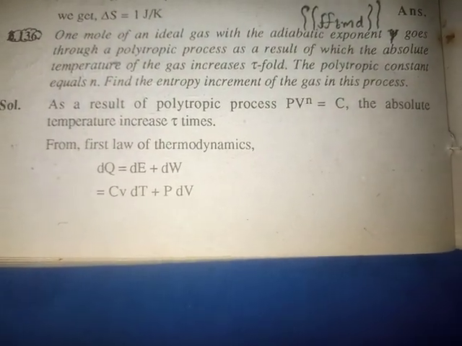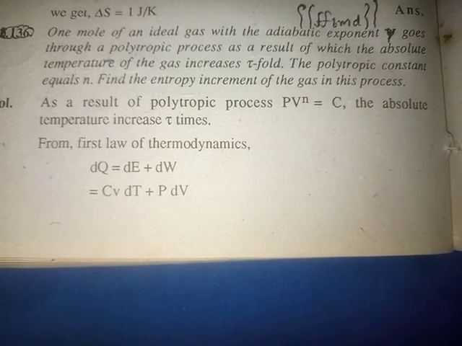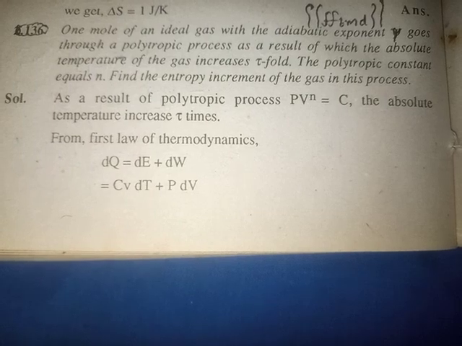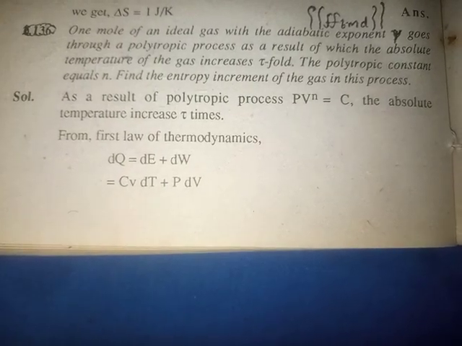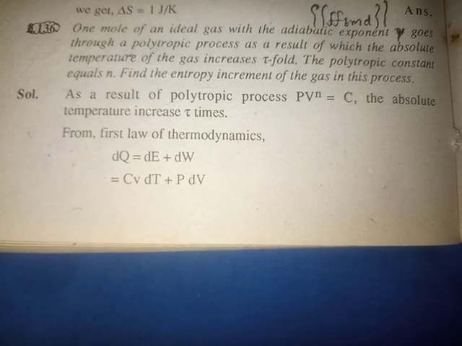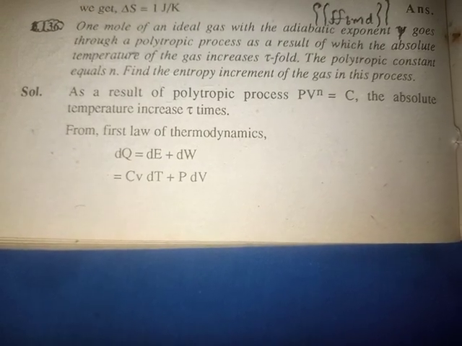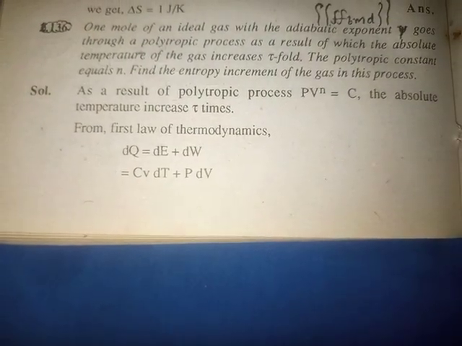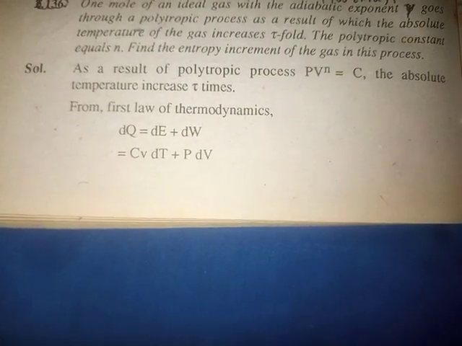1 mole of an ideal gas with the adiabatic exponent gamma goes through a polytropic process, as a result of which the absolute temperature of the gas increases tenfold. The polytropic constant equals n. Find the entropy increment of the gas in this process.